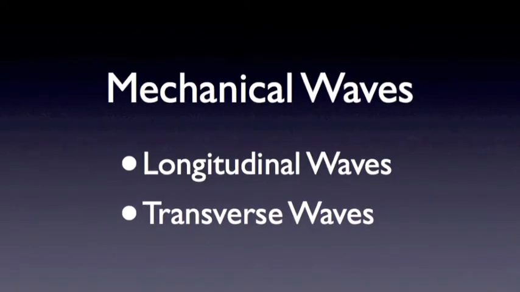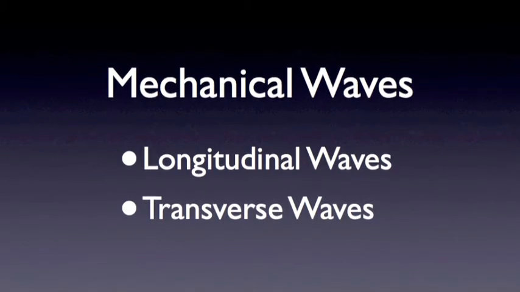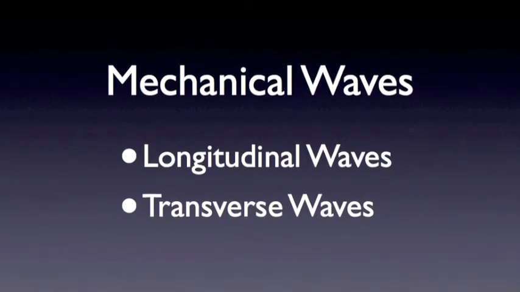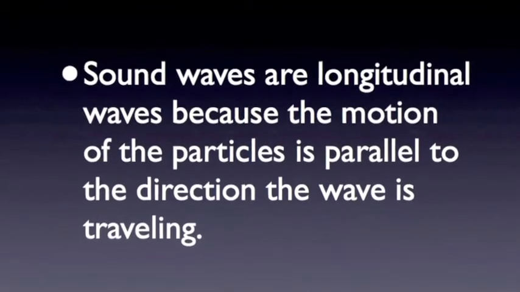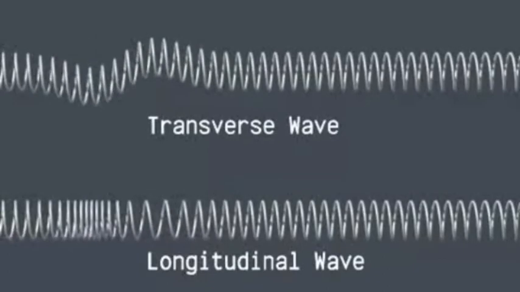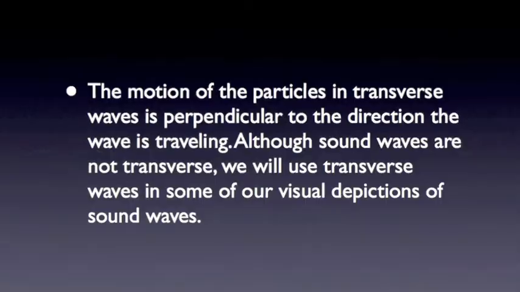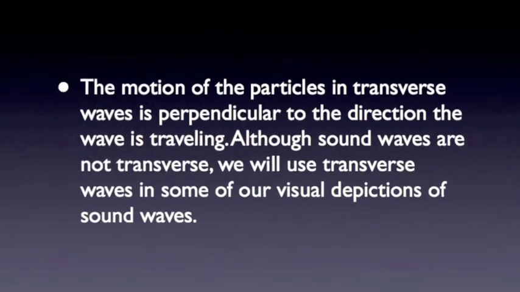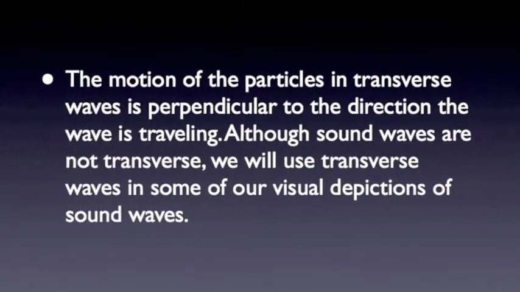Mechanical waves. There are two types of mechanical waves, longitudinal waves and transverse waves. Sound waves are longitudinal waves because the motion of the particles is parallel to the direction the wave is traveling. The motion of the particles in transverse waves is perpendicular to the direction the wave is traveling. Although sound waves are not transverse, we will use transverse waves in some of our visual depiction of sound waves.